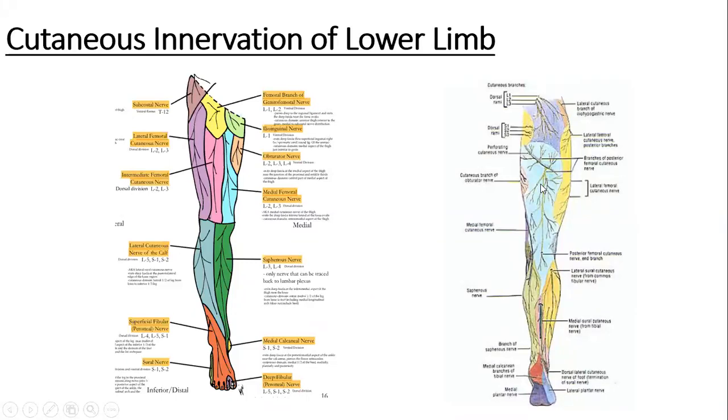It runs down the back of the thigh, under the fascia lata, over the long head of biceps femoris to the back of the knee joint, here, where it pierces the fascia lata and accompanies the small saphenous vein till the middle of the back of the leg. Its branches include the inferior clunial nerves, perineal branches, and communicating branches to the sural nerve.